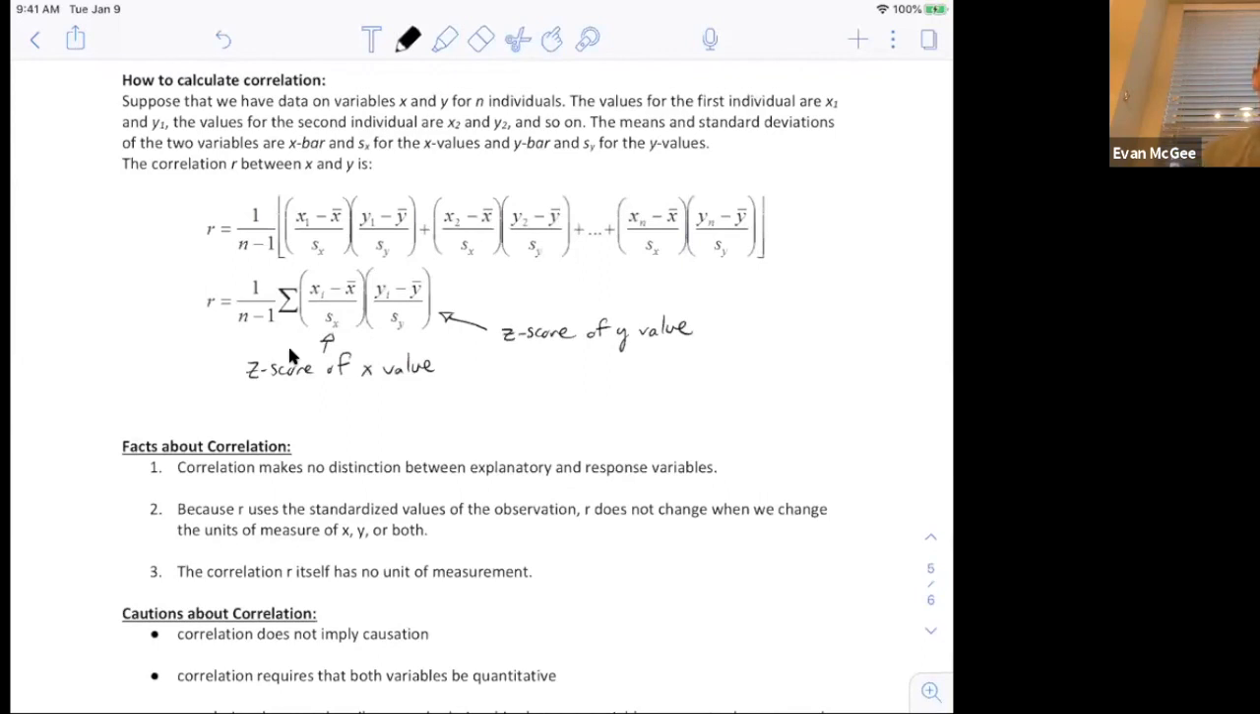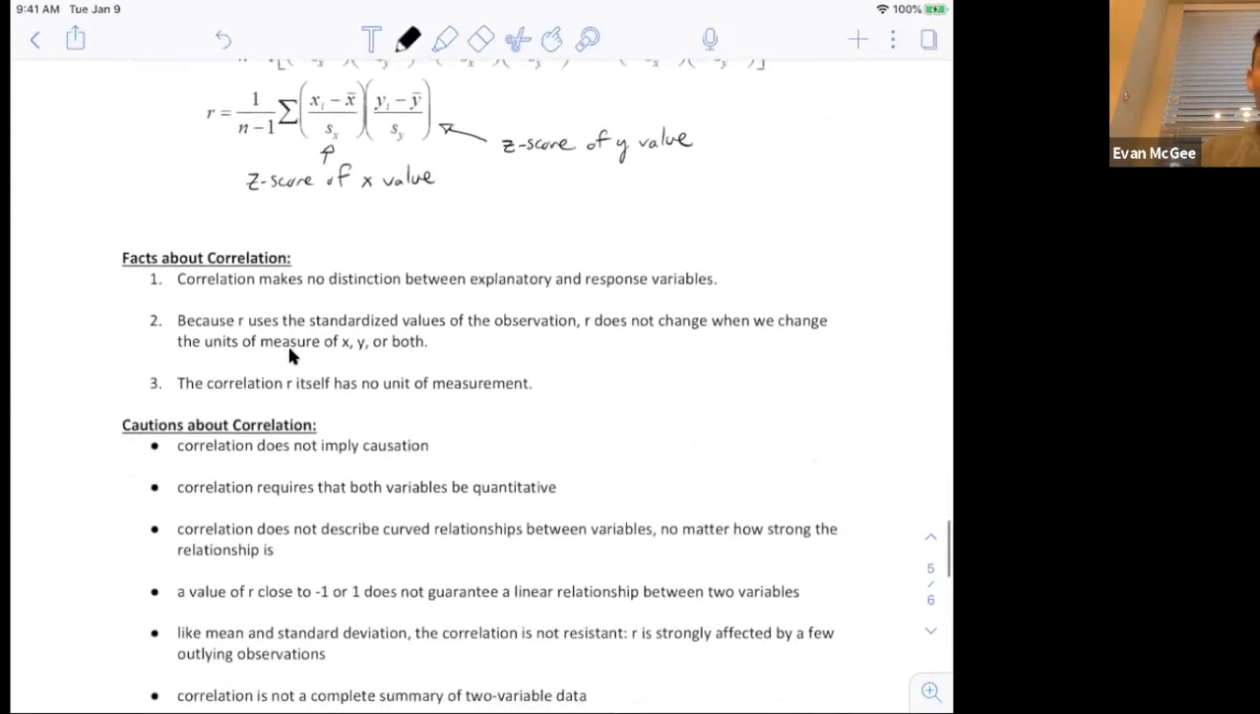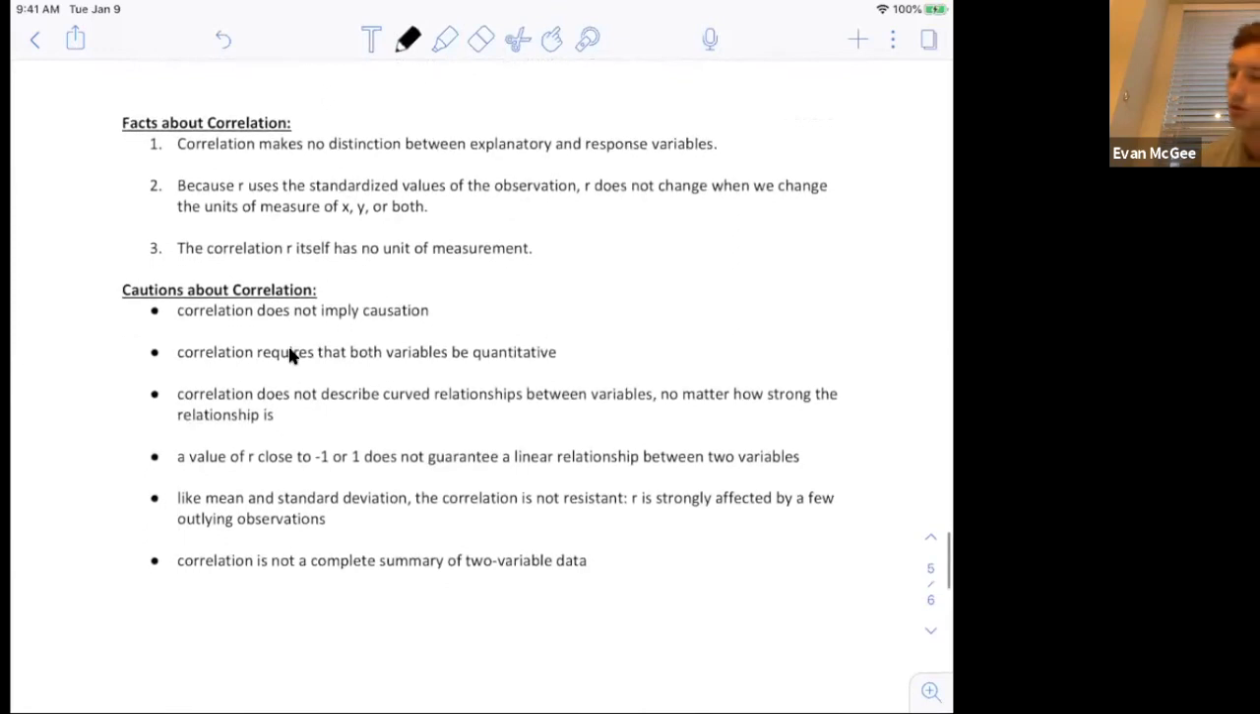So finally, I want to talk about a couple of facts and highlights that I've shown through this video regarding correlation. And one thing that I haven't actually said yet. Correlation makes no distinction between explanatory and response variables. So that means if you switched x and y, the correlation would be the same because they're still related in the same manner.